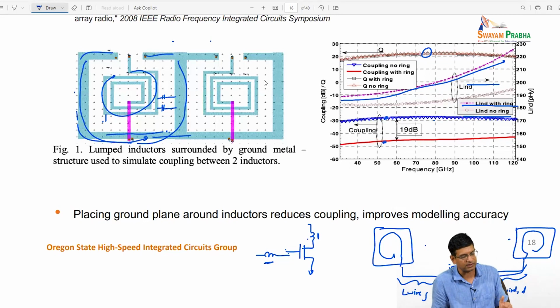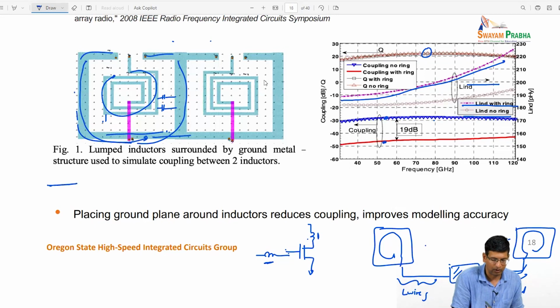But I guess the way to think about it is that an inductor, you can think about it as a transmission line, where you have a wire and then you have a ground, right?